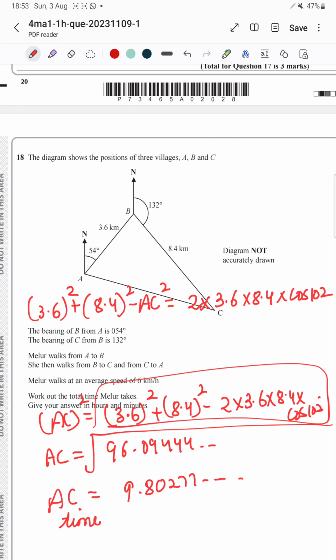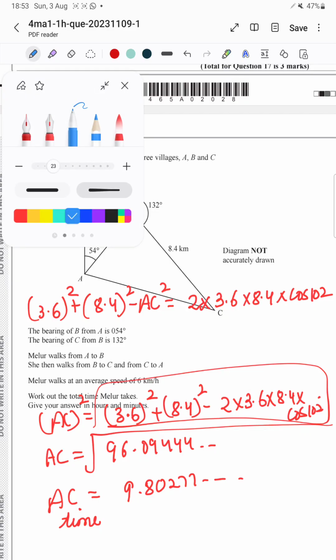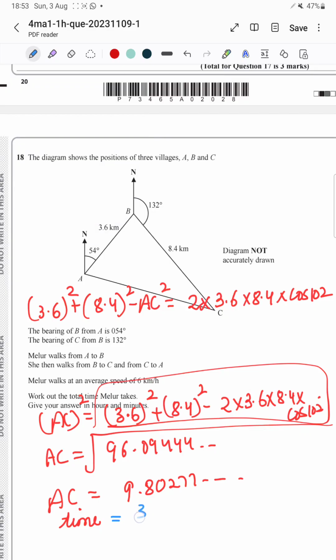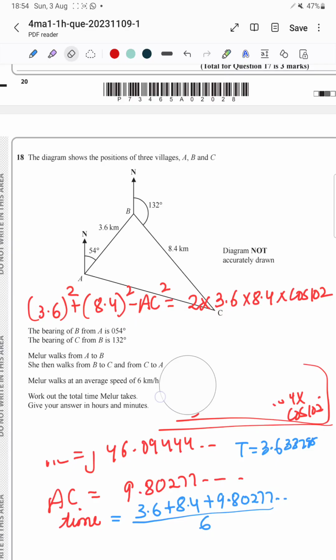Now we have to find the time. As we already discussed, time is equal to distance, which is 3.6 plus 8.4 plus 9.80277..., divided by the average speed, which is 6. When you solve, you will get the time as 3.63379... Now they said you have to give your answer in the form of hours and minutes. This is a very important line, as it states how you have to give the answer.